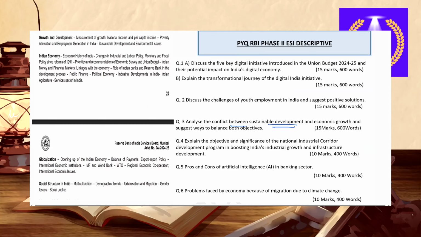Conflict between sustainable development and environmental growth. See here, clearly mentioned in the syllabus: sustainability, sustainable development, environmental issues. Sustainability is what? That we need to use our resources in such a way that it should be available for the future generation as well. Or environmental issues, obviously, if you are setting up an industry, okay, setting up a thermal power plant, then we are doing deforestation. Okay. If you are setting up any plant, because most of the resources are actually there in hilly areas.